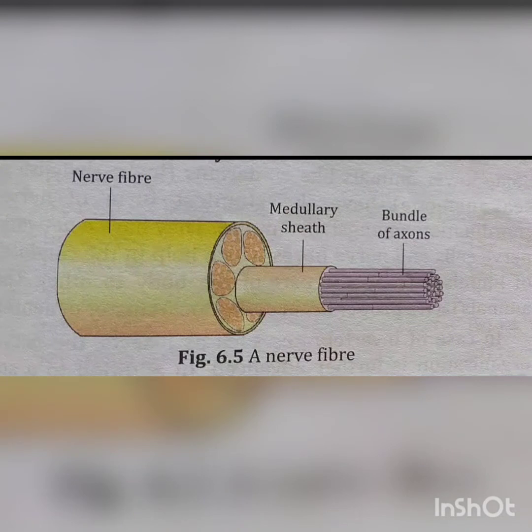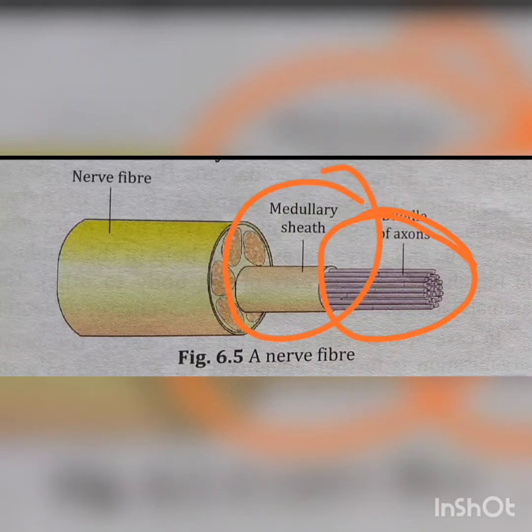A nerve is a bundle of axons enclosed in a tubular medullary sheath. This sheath provides insulation and prevents mixing of impulses in the adjacent nerve fibers. They are whitish colored fibers. It is the pathway of an electrical impulse from the brain to the spinal cord to the different parts of the body. So we can define nerves as the communication lines for the transmission of impulses from one part of the body to the other.